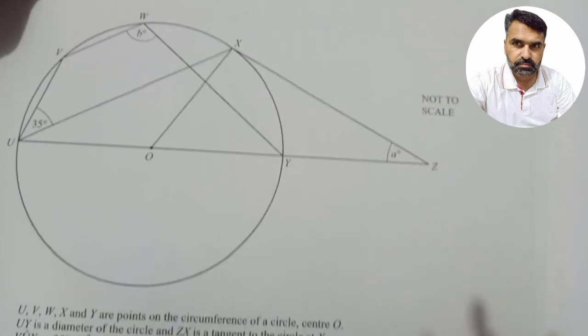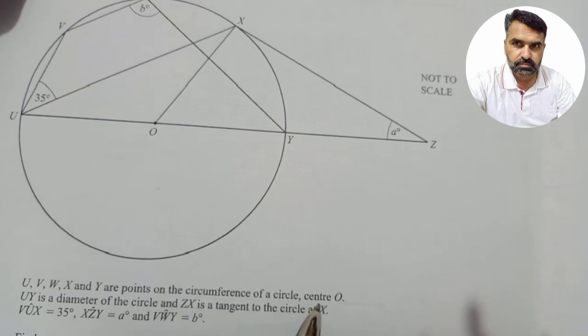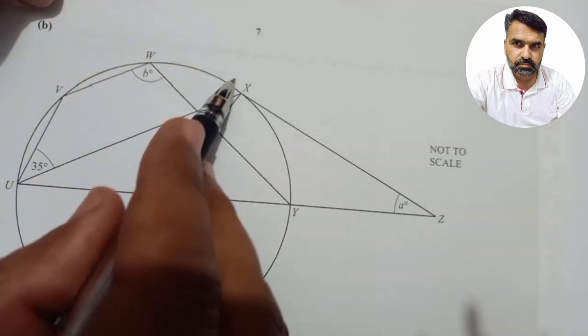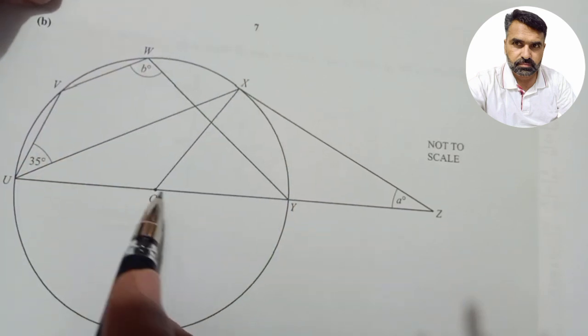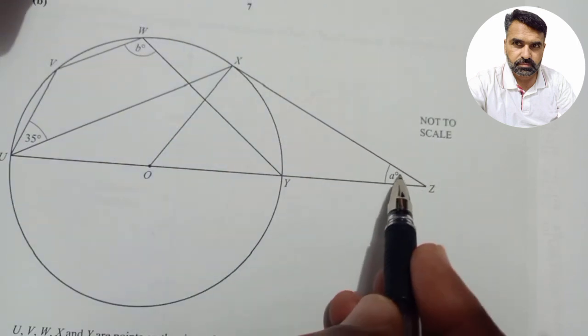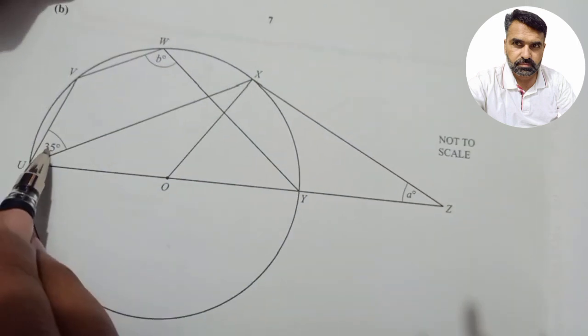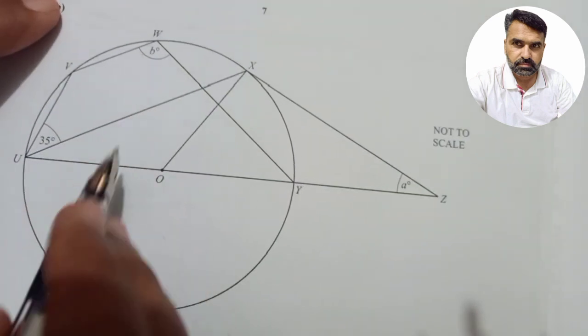Now students, I am going to solve the B part of the same question, and look at the B part. In B part, U, V, W, X and Y are points on the circumference of the circle with center O. U, V, W, X and Y are the points lying on the circumference, and O is the center, whereas XZ is the tangent, and this angle is given as angle A, this angle of 35 degrees, and we have to find the value of angle B in terms of A.